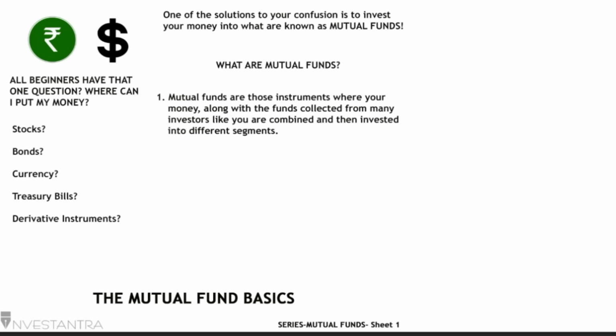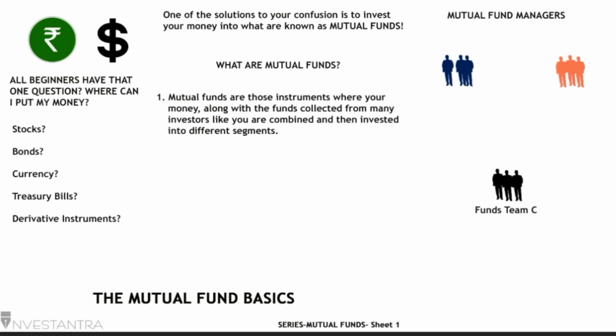To explain this, let's get into a simple illustrative example. Now let's assume three different mutual fund teams: funds team C, funds team B and funds team A. Each of these teams will be involved in a particular asset class. Funds team C might be involved in mixed debt and equity, and let's say funds team B is involved in debt funds while funds team A is in long-term equity.